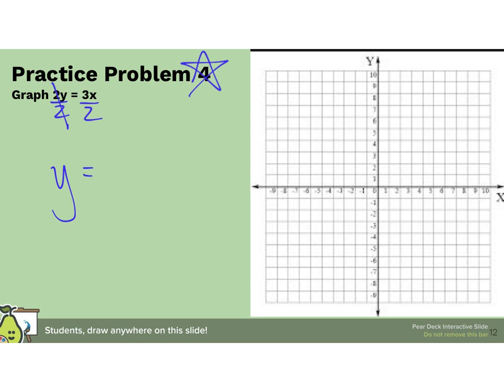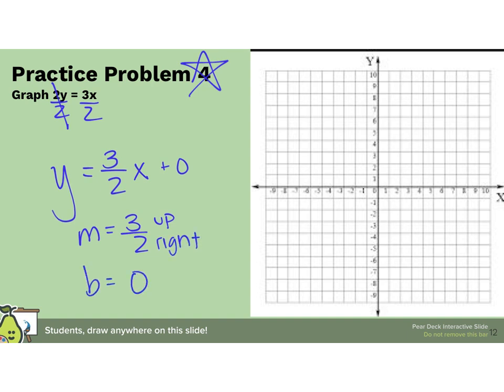And then I have to separate the fraction from the x. The fraction is 3/2. And then we have x. And they didn't write anything for the y-intercept. So remember, that's a +0. We don't write it out, but there's a 0 there. So our slope is 3/2. That means go up 3 and right 2. And our y-intercept is 0.